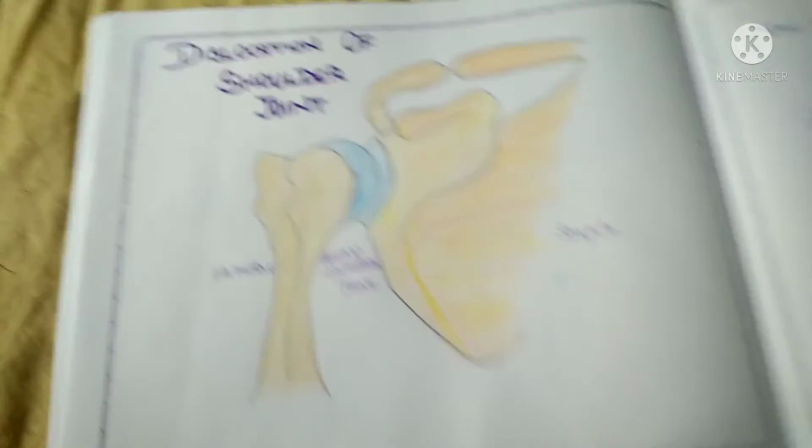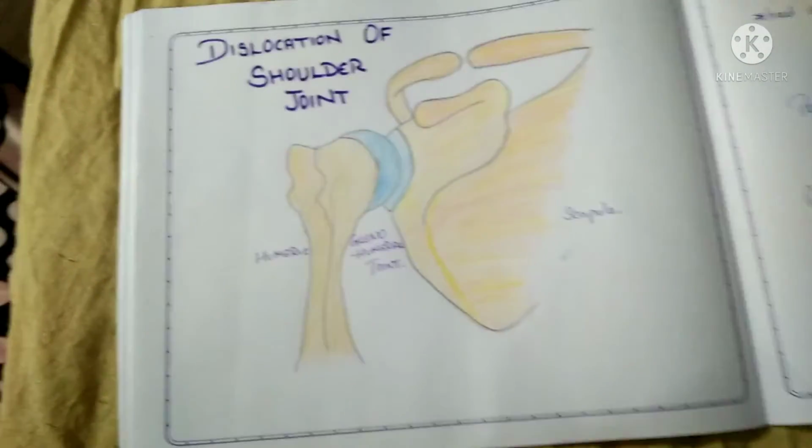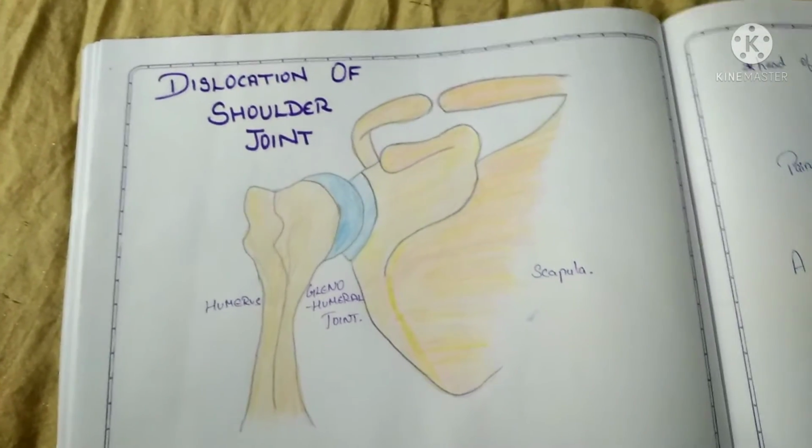In this video, we are going to see about the dislocation of the shoulder joint, or the glenohumeral joint.